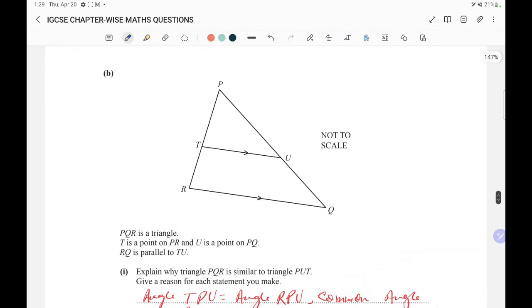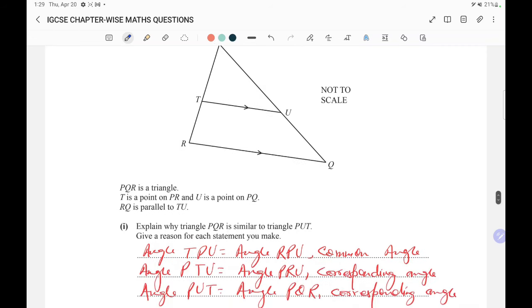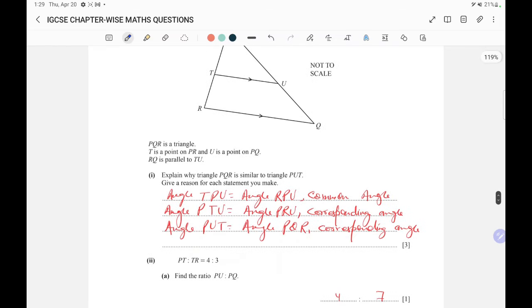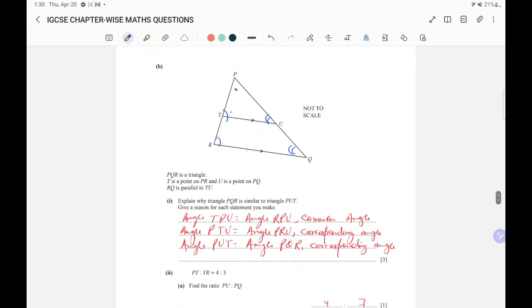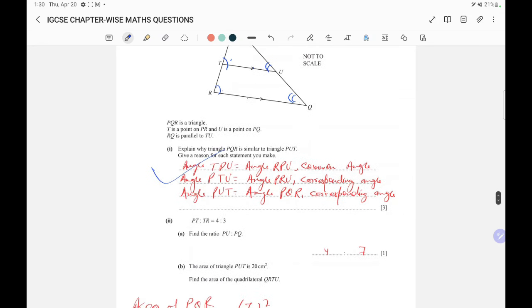Now this B part says PQR is a triangle and T is the point on PR and U is the point on PQ and RQ is parallel to TU. Explain why the triangle PQR is similar to the triangle PUT. Since these two are parallel, so these two angles should be same, this angle should be same, and this is the common angle. So same thing I've written over here.